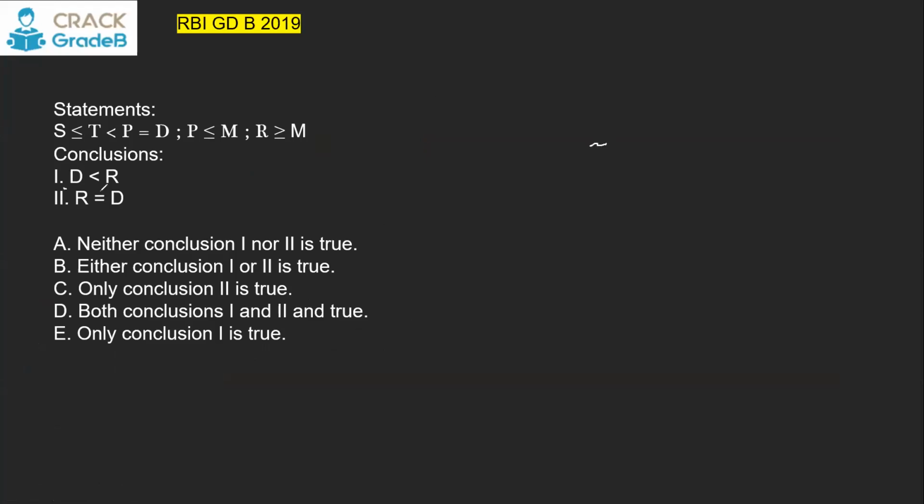Okay, we have to compare between D and R. T and P. D is equal to P. P is less than equal to M, and M is less than equal to R. So T will be less than equal to R. So T will be either less or equal to R. So either one or two will be the answer.